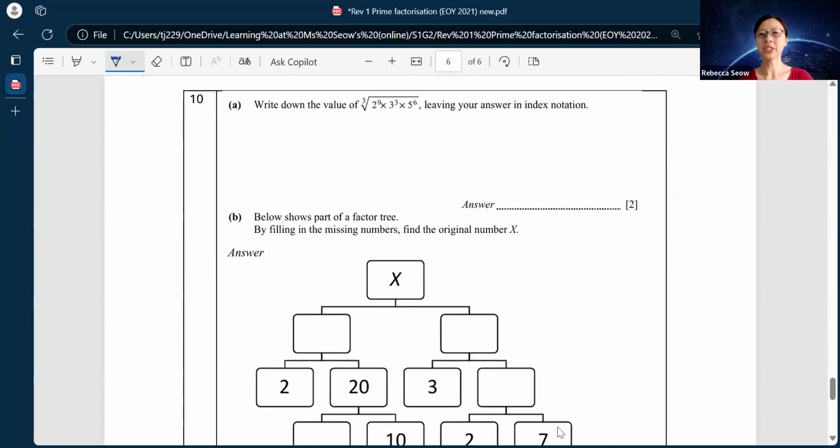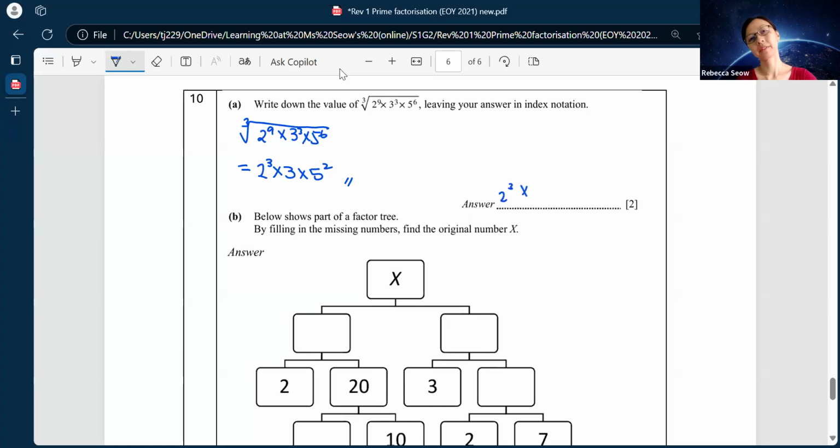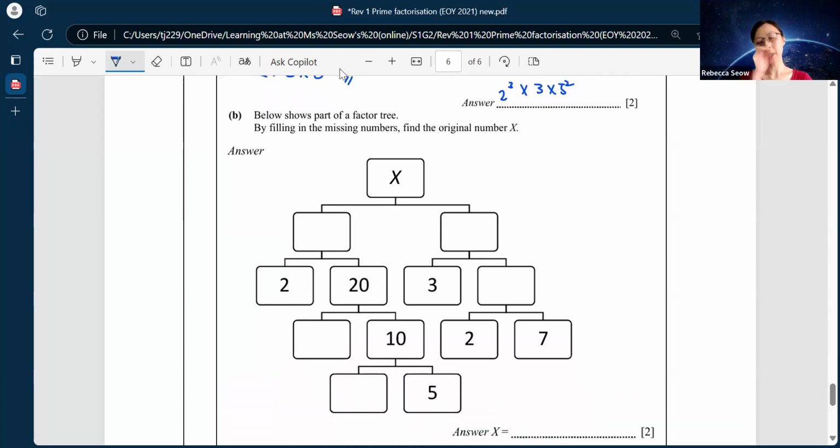All right, last question. Now, this question, they ask you to write down the value of the cube root of the string of numbers in index notation. Okay, and we know that in order to find the cube root, we have to divide each of the powers by 3. So in order to find the cube root of 2 to the power of 9 times 3 to the power of 3 times 5 to the power of 6, we divide each power by 3. We get 2 to the power of 3 times 3 to the power of 1 times 5 to the power of 2. That's it.